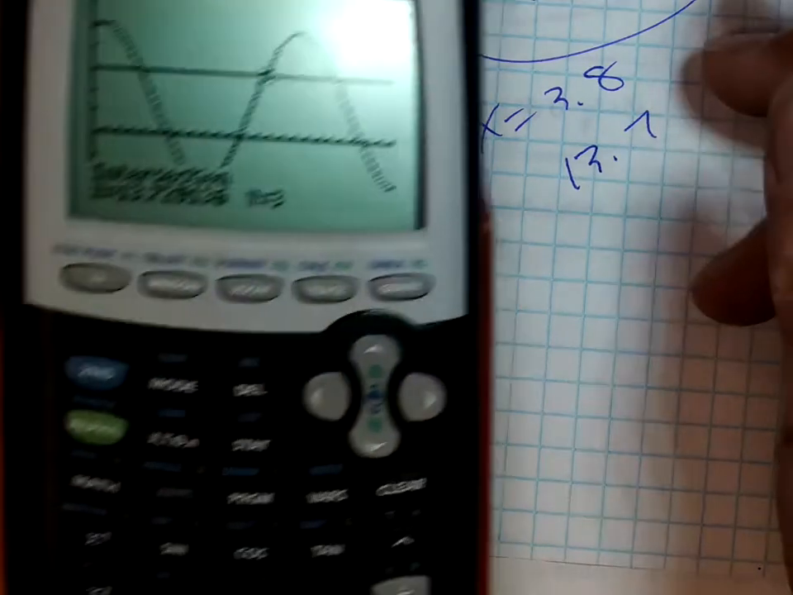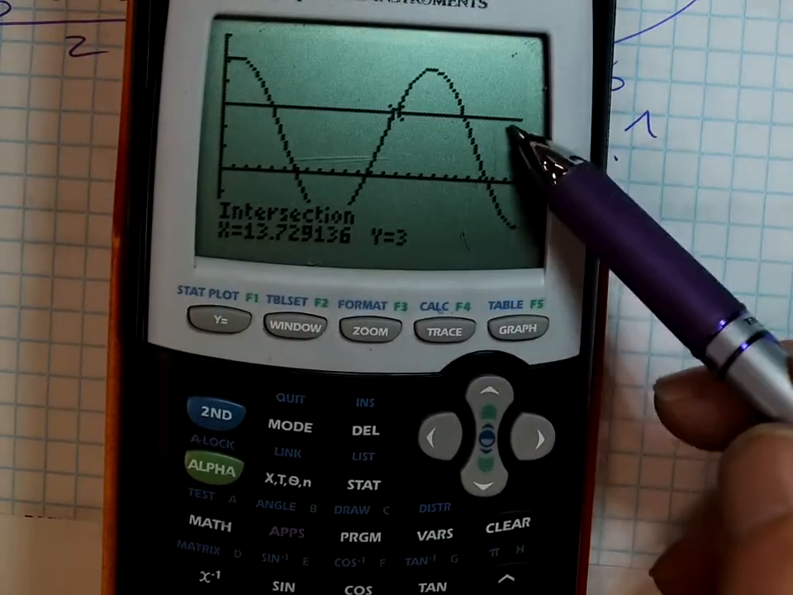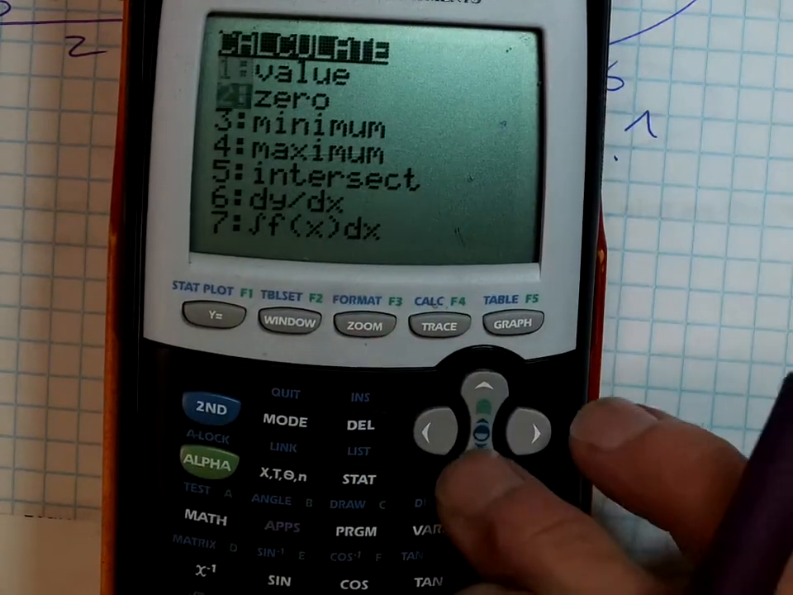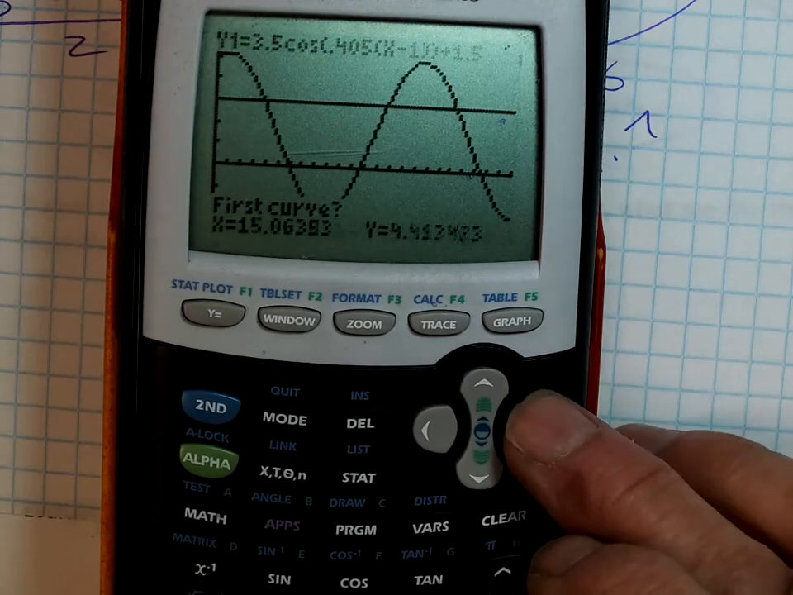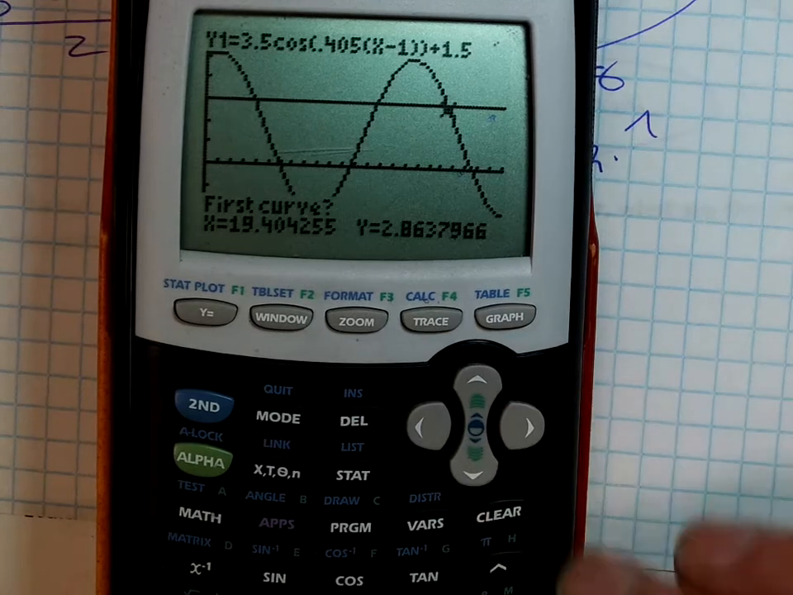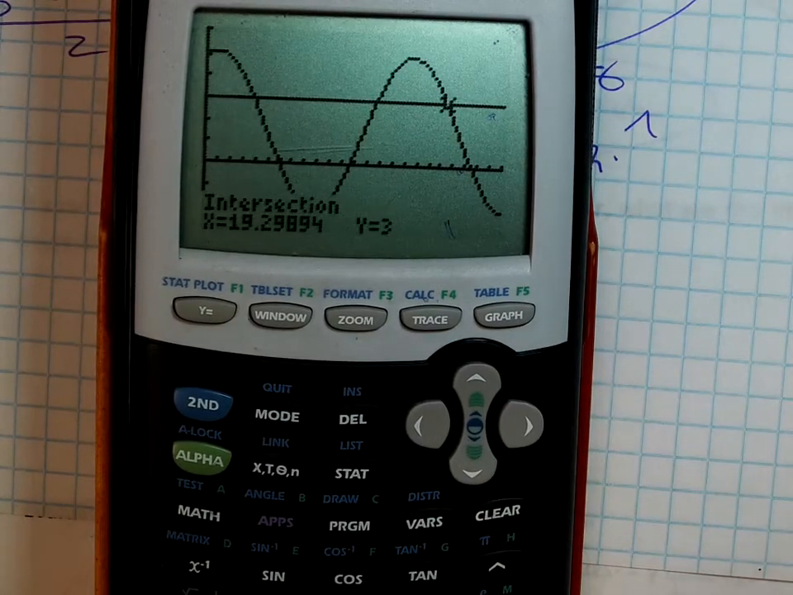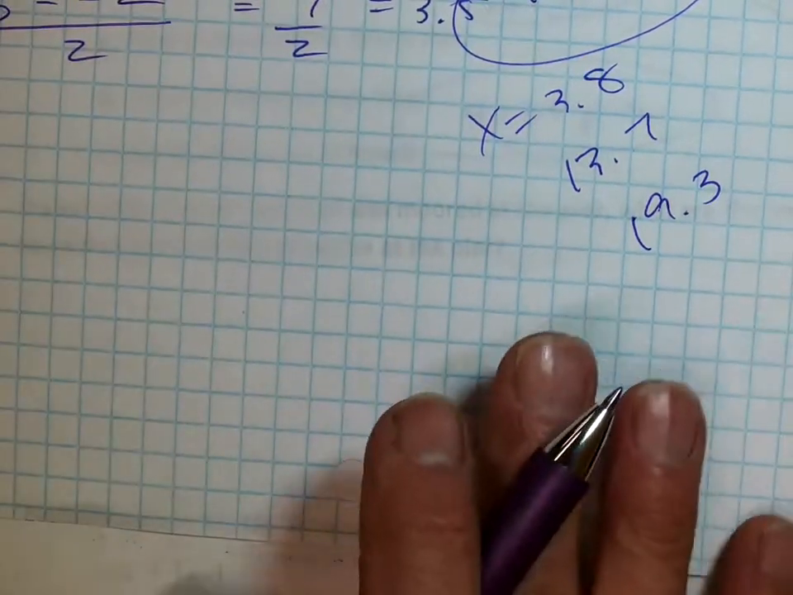Okay? And there's one other spot I better get my boat out of, right? There's one more spot I better get my boat out right about here. So I'm going to go intersect. Second, calculate. Intersect. I want to see where do they intersect here. So I'm going to go to the third point. Enter. Enter. Guess. It's about 19.3. Okay, now let me go to my graph. Okay, I got all those values.